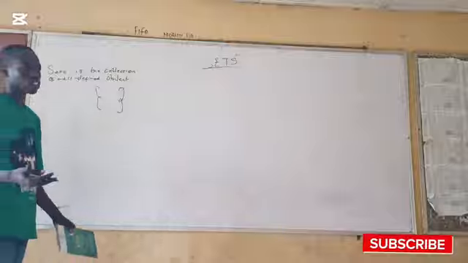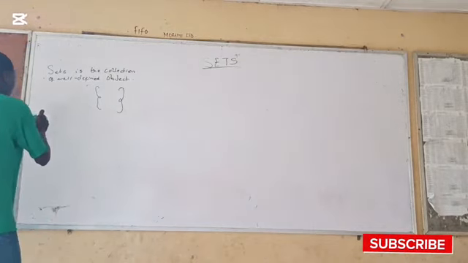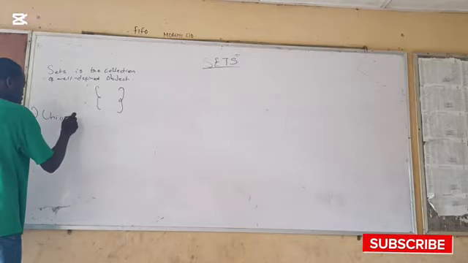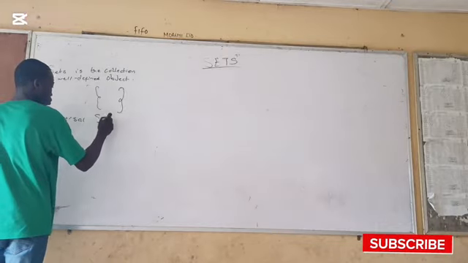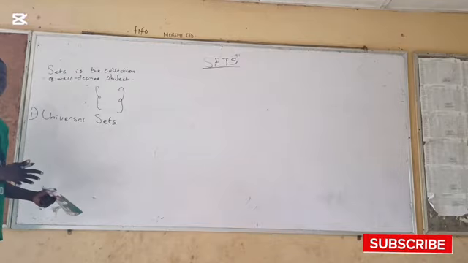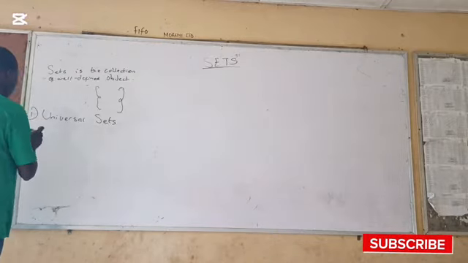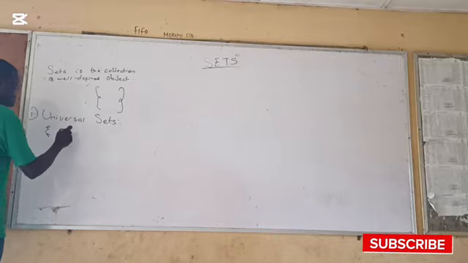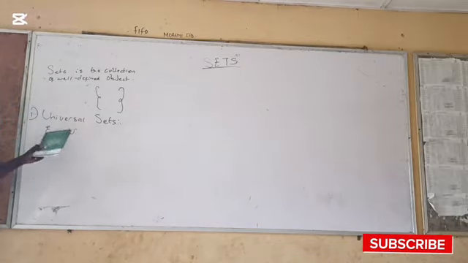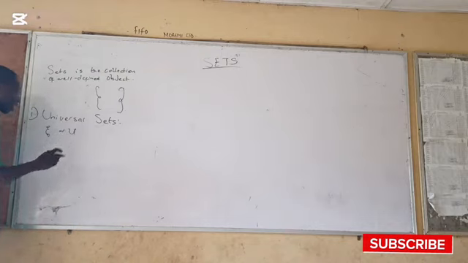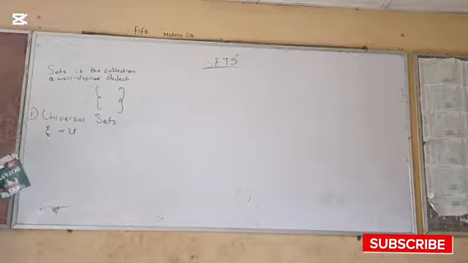Now let's talk about the types of set. Firstly, number one, we have the universal set. So what do we mean by the universal set? This is the mother of all sets, and it is written in this form. This is the symbol to represent it. So this is the symbol to represent the universal set.